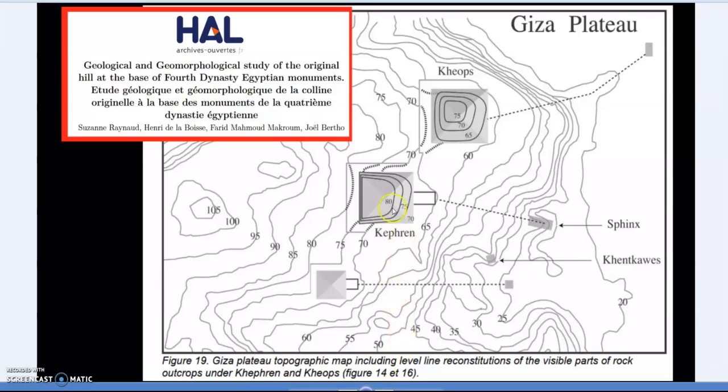This is a screenshot from their paper, where you can see this is Khafre's pyramid. There was a natural hill. The Great Pyramid, Khufu or Cheops, a natural hill. Also the Causeway and the Sphinx were natural features. Before they built the pyramids, this calendar, this astronomical observatory was already in place.